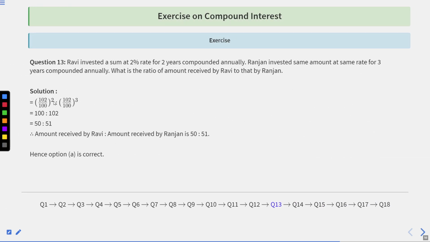So (102 upon 100) whole square is to (102 upon 100) whole cube. So it will be 50 is to 51. So the amount received by Ravi is to the amount received by Ranjan as 50 is to 51. So the correct option here is option A.